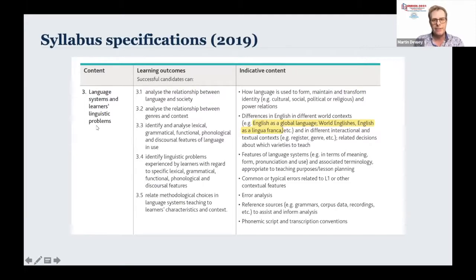So what we have is ELF in name, but not ELF in concept. Right? So you've still got, even when there is reference to ELF, it's still from a corrective perspective. Okay.